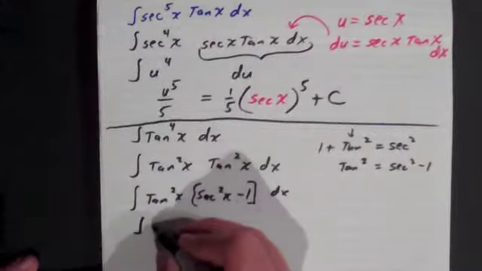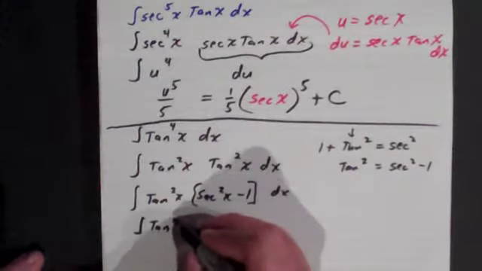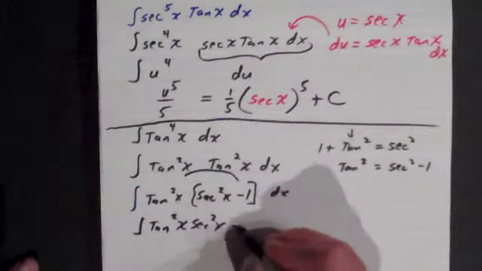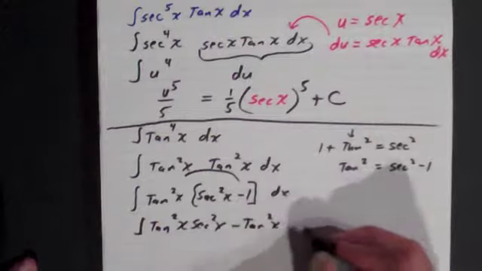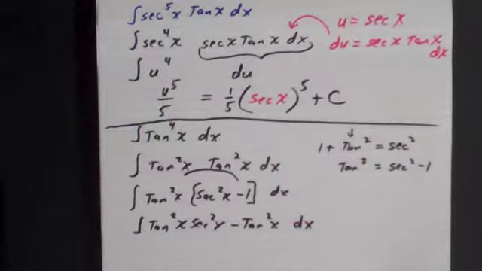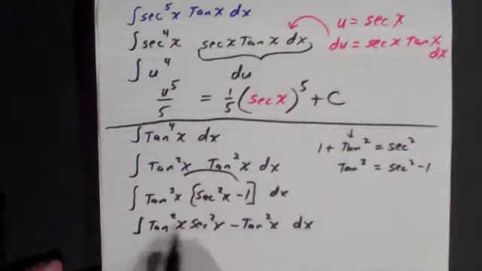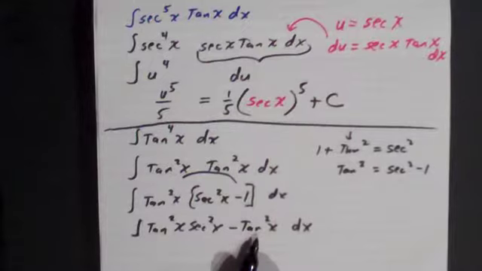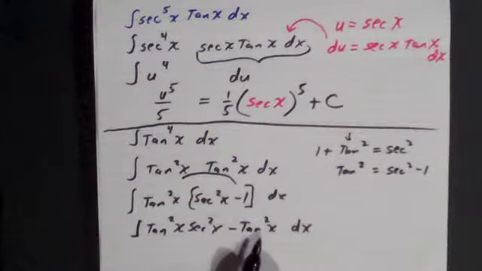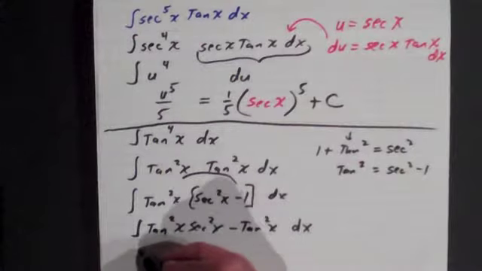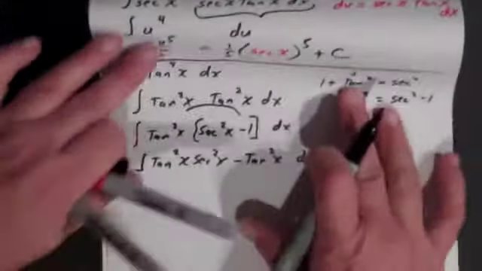This would be tangent squared secant squared minus tangent squared x dx. Now the derivative of tangent is secant squared, so this could be a u squared du. I don't know an integral of tangent squared. The derivative of tangent is secant squared. The derivative of secant is secant tangent. I don't have that. So I may have to do it one more time. I'll move this up a little bit.